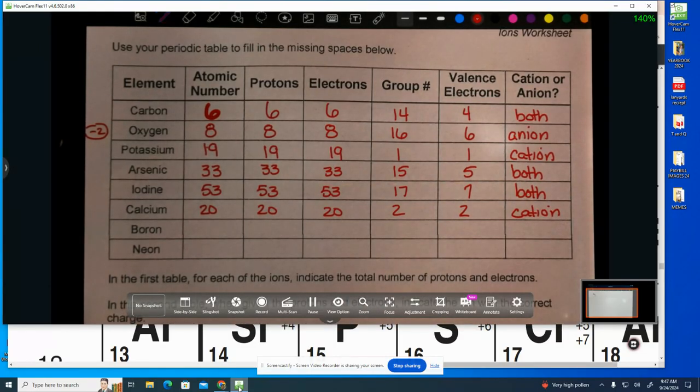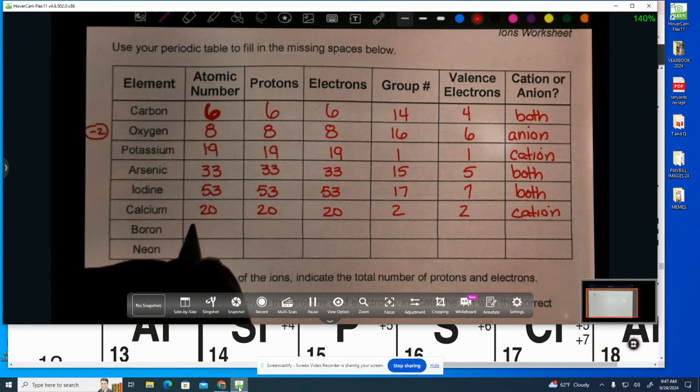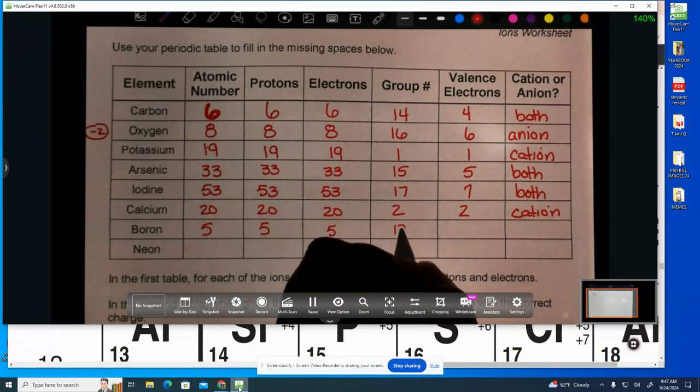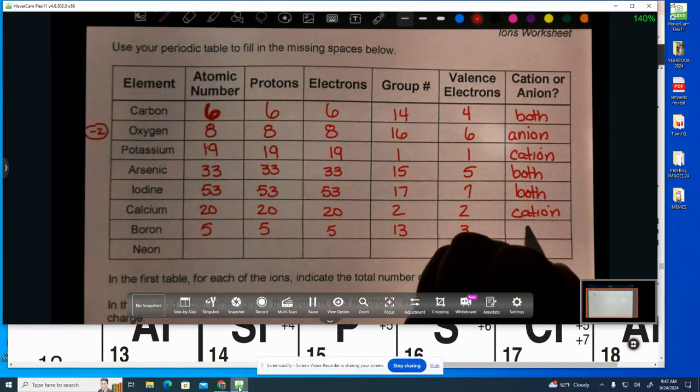You'll notice that the elements on the left side of the periodic table will tend to form positive ions. Those are the losers because they have fewer valence electrons. And the ones on the right side will form negative ions most of the time because those are the ones that have almost full valence electrons. All right, boron, 5, 13, 3, and cation.